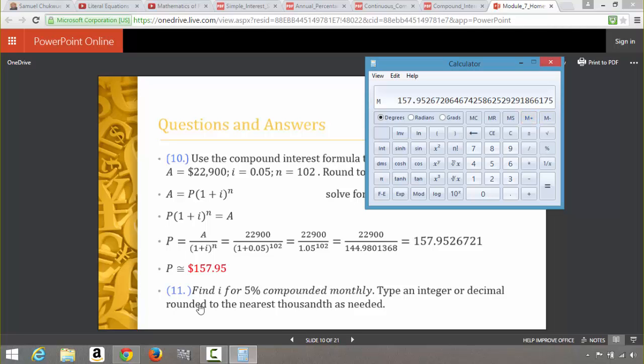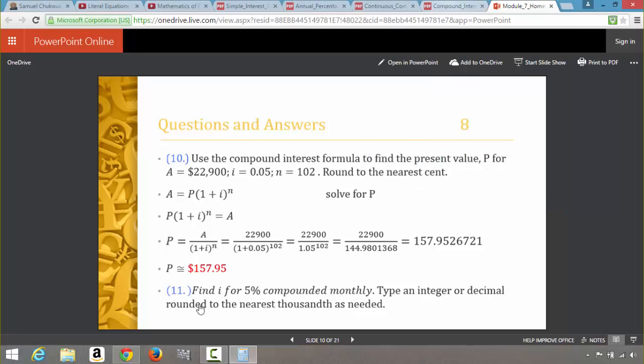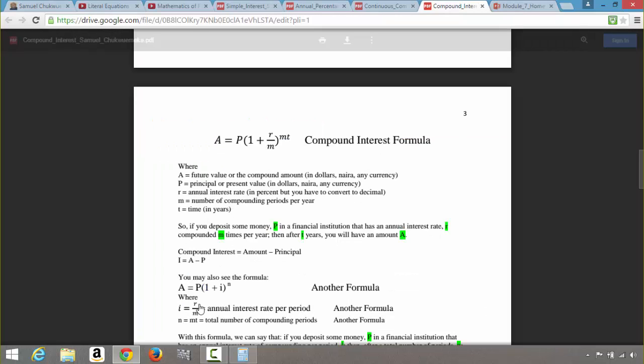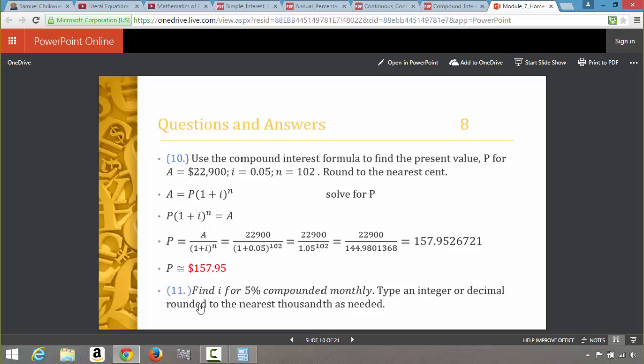Question 11, find I. I is the annual interest rate per period, right? Annual interest rate per period, that is I, which is R over M. So find I, they gave you the R of 5%. You have to convert it to decimal, 0.05.